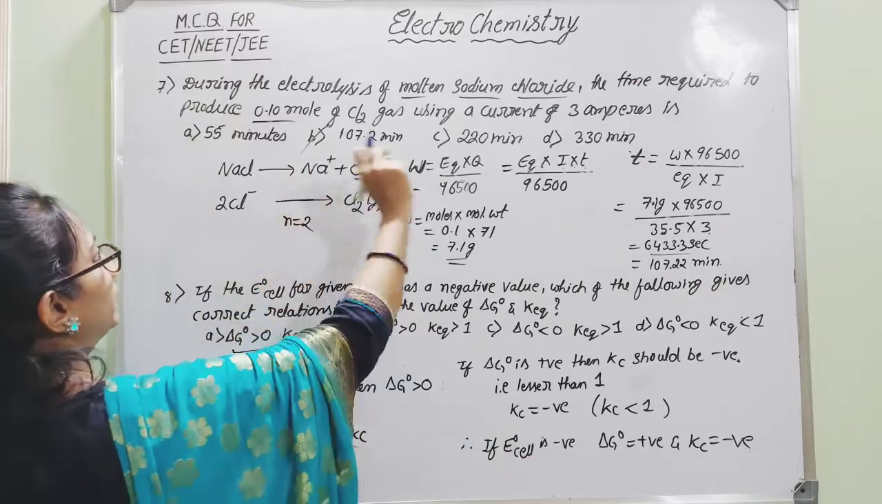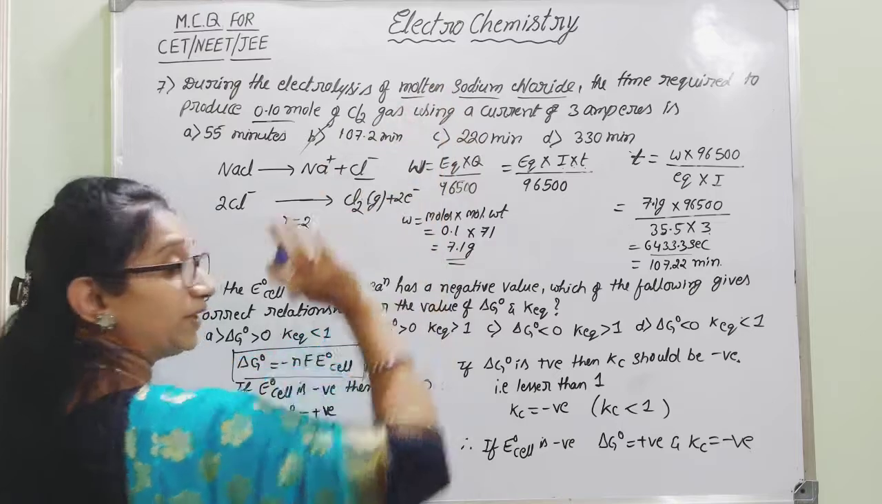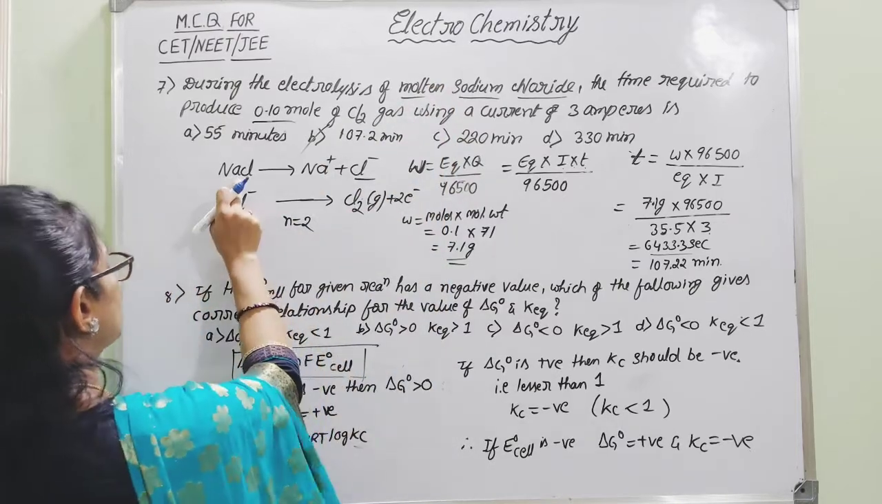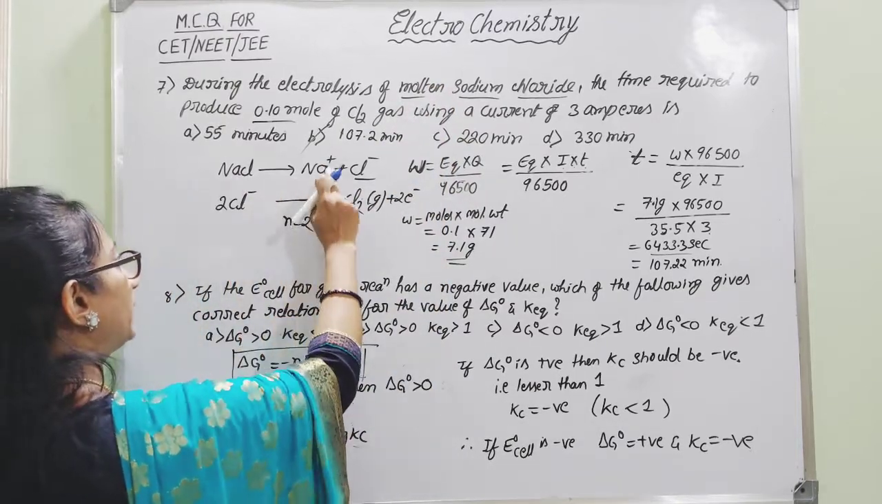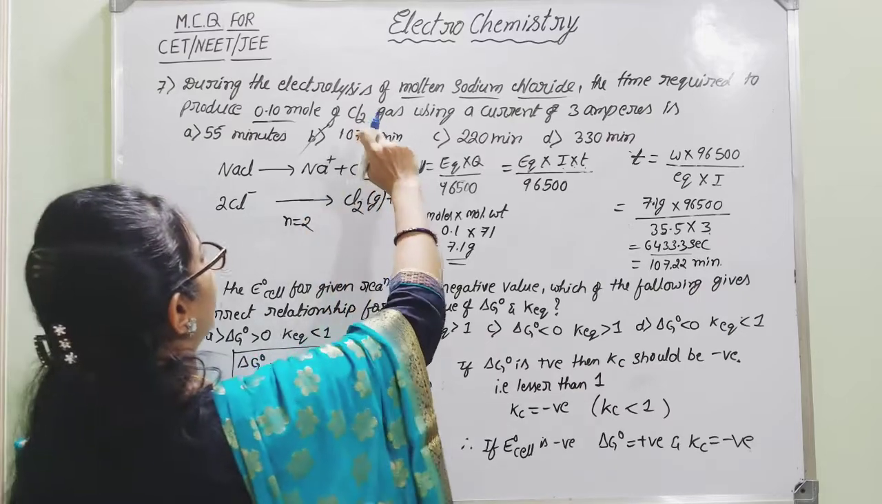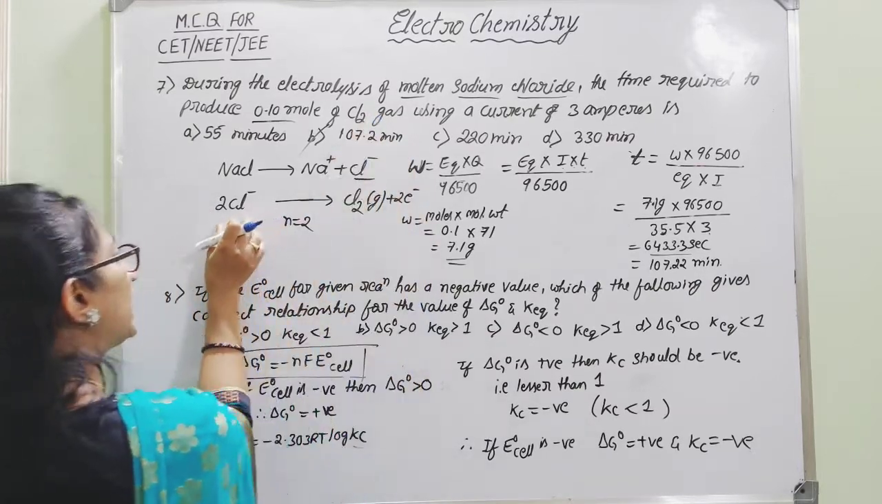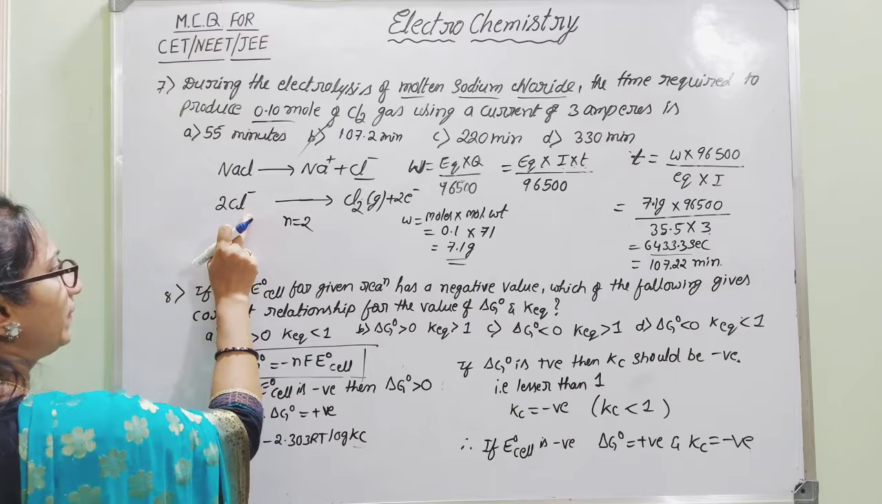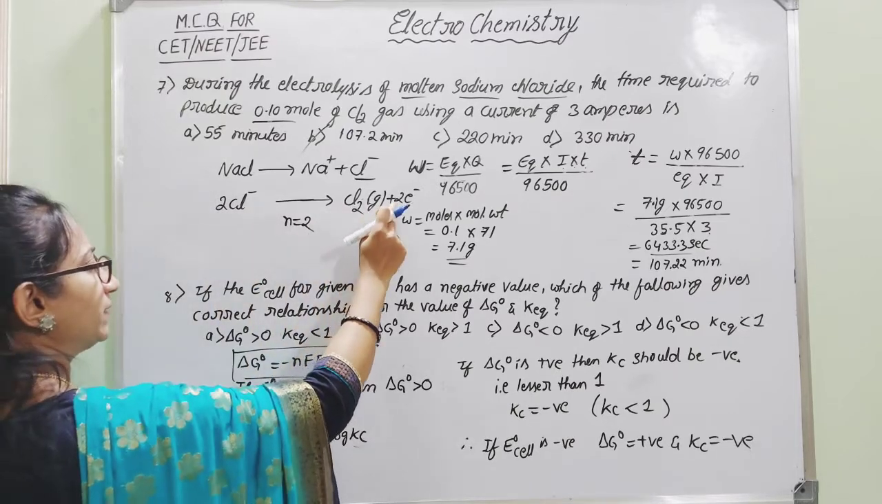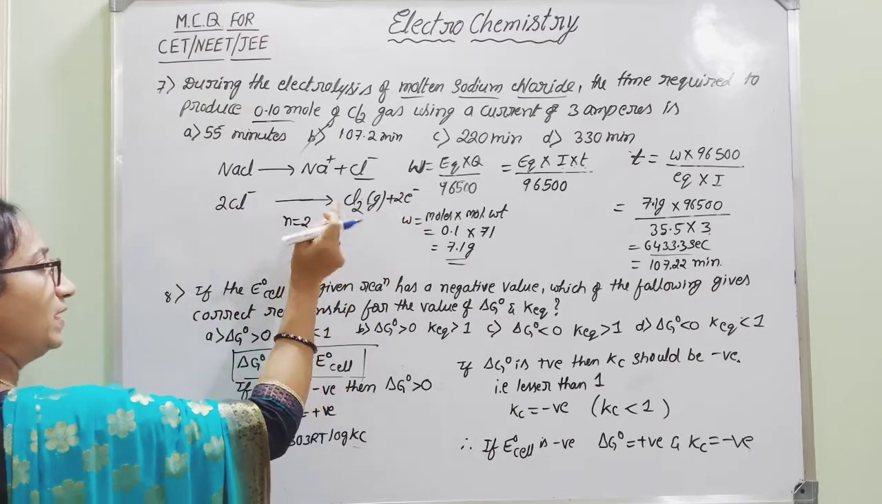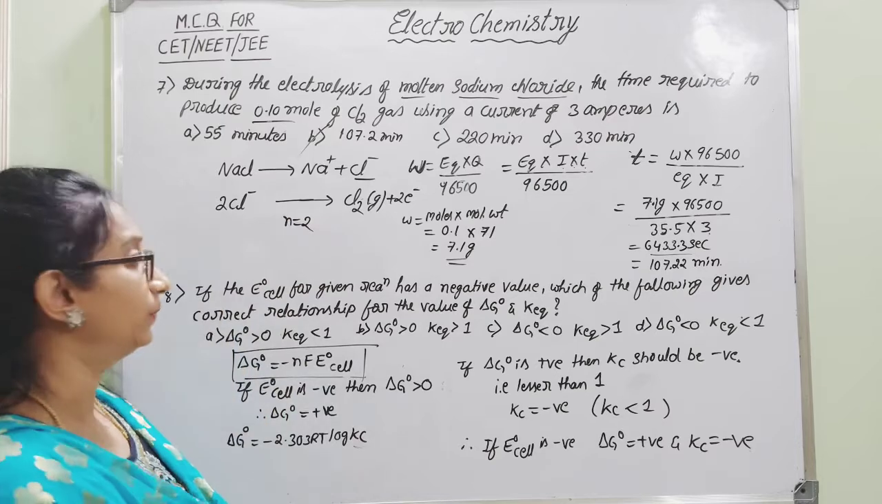Here you should remember that for molten sodium chloride there will be no aqueous medium, no water. So sodium chloride undergoes dissociation to give Na plus and Cl minus. Here we have to focus on chlorine gas. Hence you write the anodic reaction: 2Cl minus giving rise to Cl2 gas with the liberation of 2 electrons. The n value will be equal to 2.